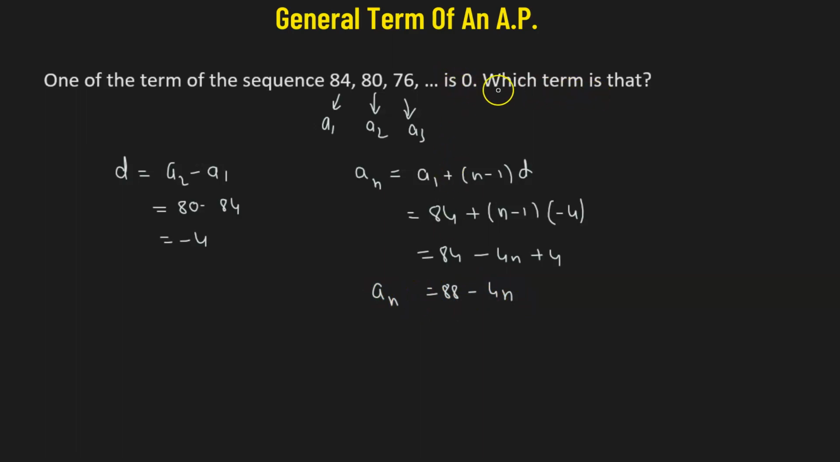Now, we have to show that one of the terms has a value of 0. So let's say that the nth term has a value of 0. That will mean, if we consider an to be equal to 0, this would simply mean that 88 minus 4n will be equal to 0, which would mean that 4n equals 88. Solving for n, we have n equals 22. So that means the 22nd term of the given sequence is going to have a value of 0. Let's move on to the next problem.